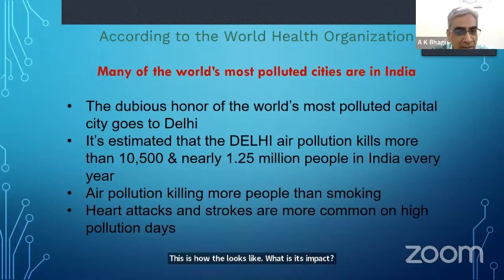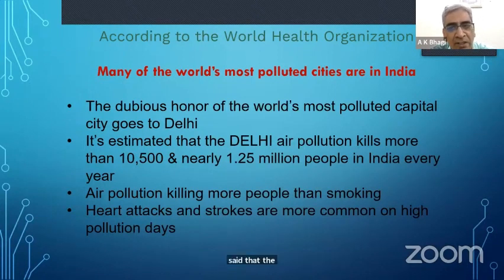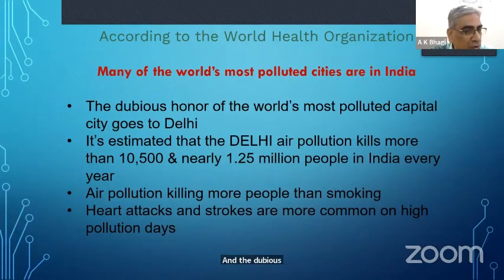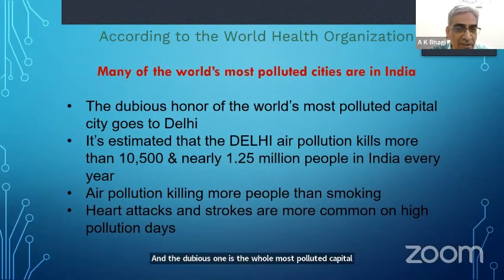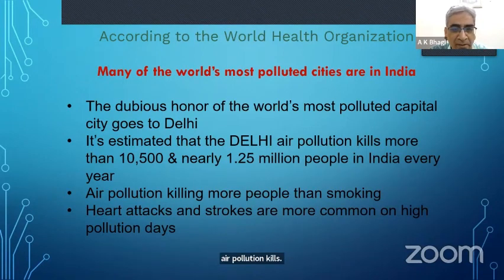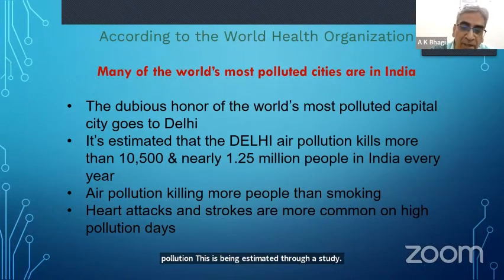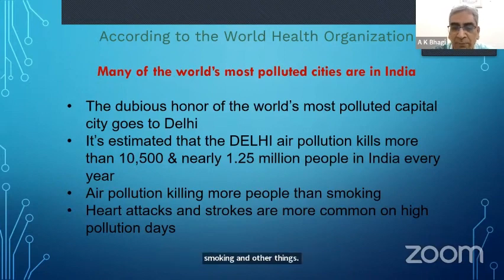It is said that the WHO says that many of the world's most polluted cities are in India. And the dubious honor of the world's most polluted capital city goes to Delhi. It is estimated that Delhi air pollution kills nearly 10,500 people every year, and nearly 1.25 million people in India are being killed because of air pollution. This is being estimated through a study. And we say that air pollution is in fact killing more than smoking and other things. Heart attacks, strokes, and all these are very common when high pollution days are there.